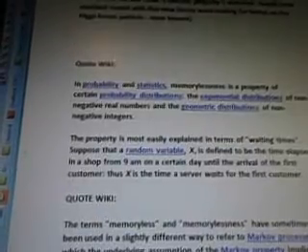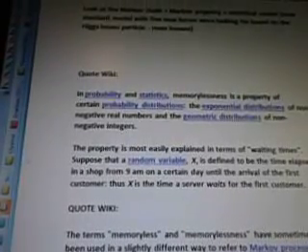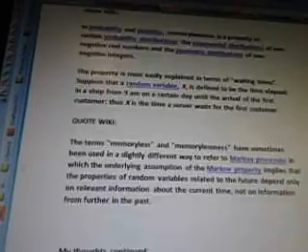Quote from Wiki: in probability and statistics, memorylessness is a property of certain probability distributions, the exponential distributions of non-negative real numbers, and the geometric distributions of non-negative integers. The property is most easily explained in terms of waiting times. Suppose that a random variable, X, is defined to be the time elapsed in a shop from 9 a.m. on a certain day until the arrival of the first customer. Thus, X is the time a server waits for the first customer.